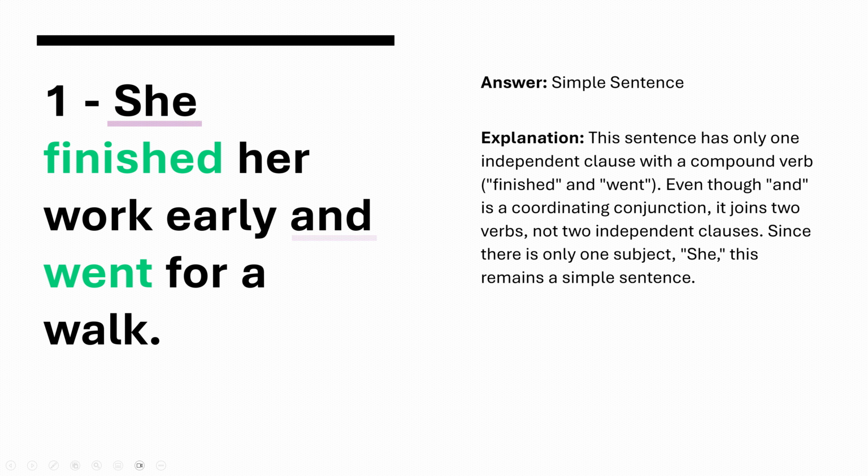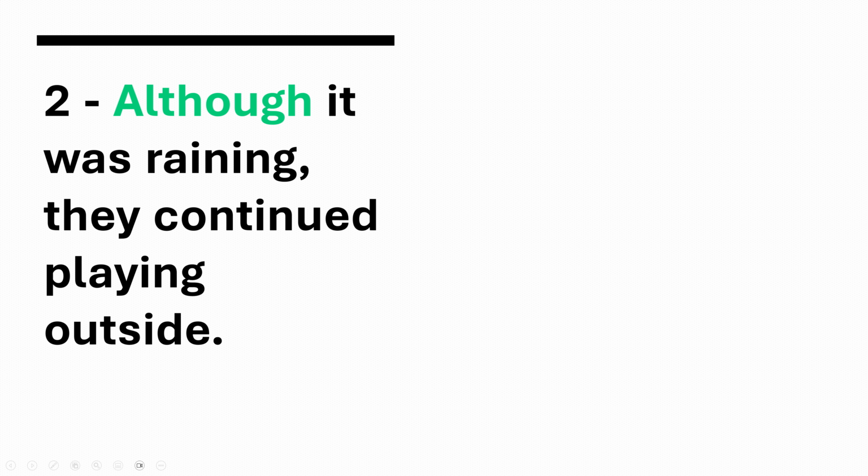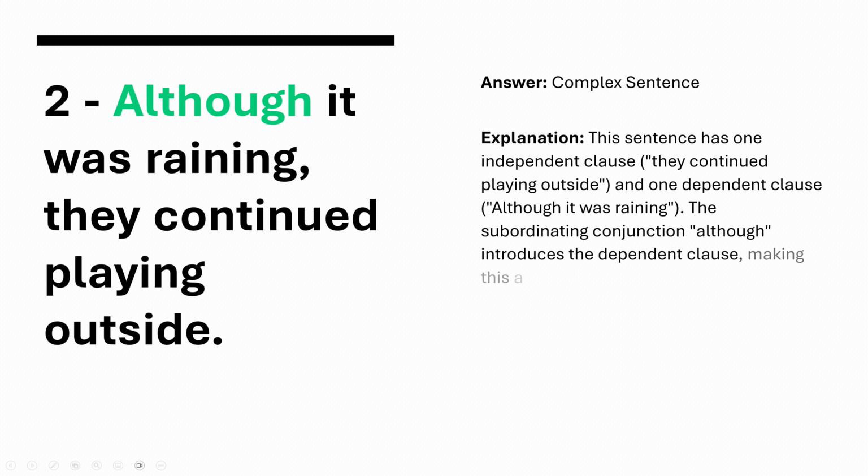Now let's see the second one. Although it was raining, they continued playing outside. Here I used a conjunction. This one is of course known as a subordinating conjunction, which makes the type a complex sentence. So if I have an independent clause like this one, they continued playing outside, and I have this one, a dependent clause, although it was raining, then this means I have a complex sentence.